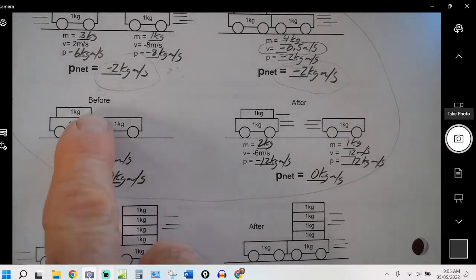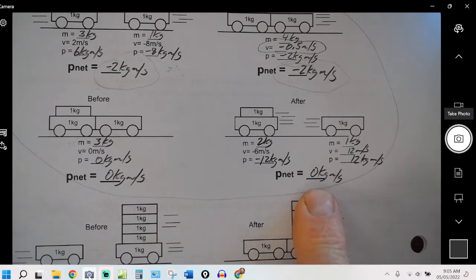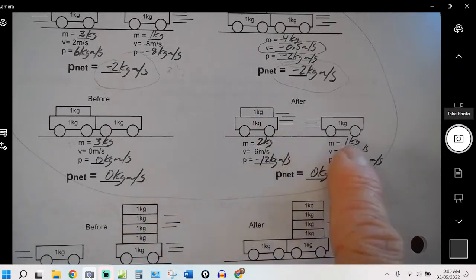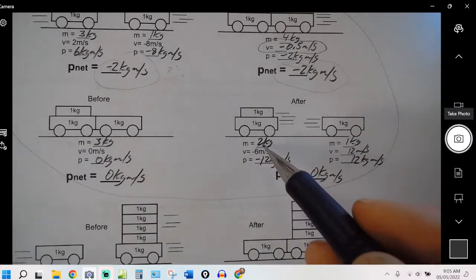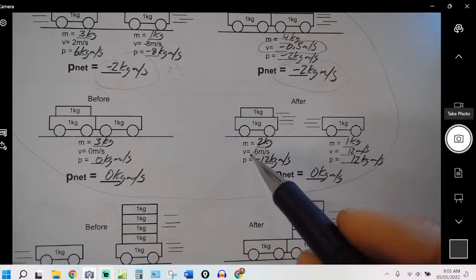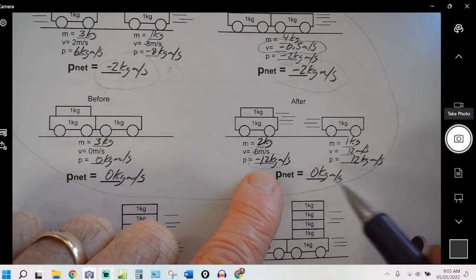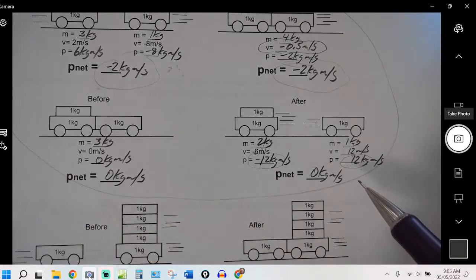In this one, there's no movement here, so there's 0 net momentum, which means there's got to be 0 net momentum here, which means whatever momentum either of these has, the other one has to have the opposite momentum. And the one you can figure out is this one. It's got 2 kilograms, its velocity is negative 6, so its total momentum is negative 12, which means this one needs to be positive 12, because they need to add up to 0. And if this is positive 12, and its mass is 1, then its velocity is 12.